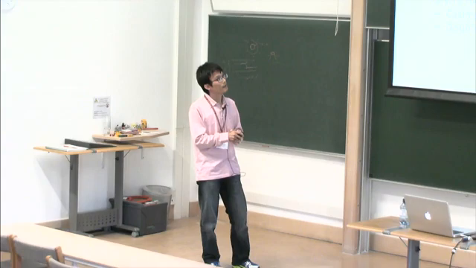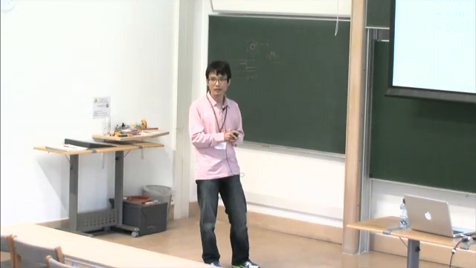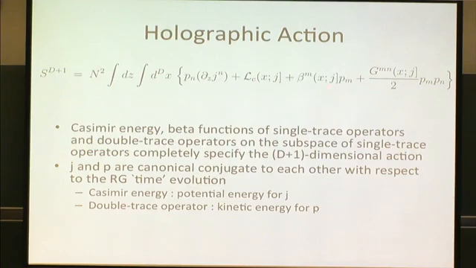So that is this piece. And then the beta function for the single trace operator in the presence of only single trace source, that contributes to the linear term in P. And then the beta function for the double trace operator, again in the presence of only single trace source, that provides the coefficient for the quadratic term in P. Okay?